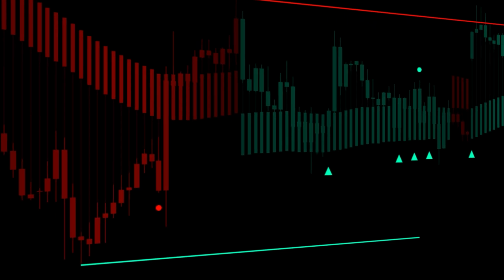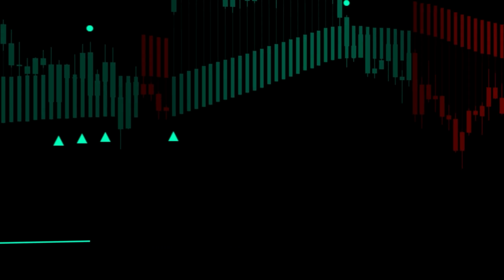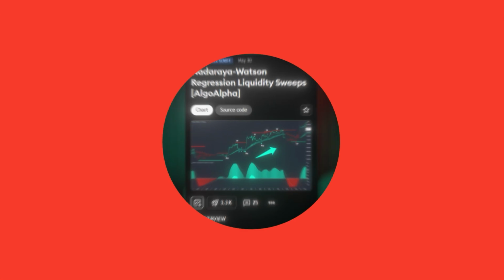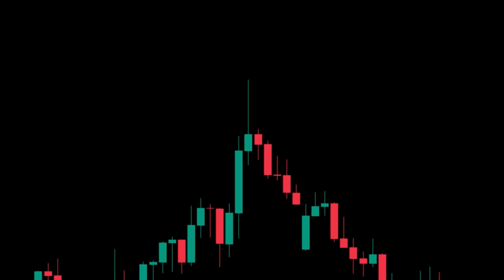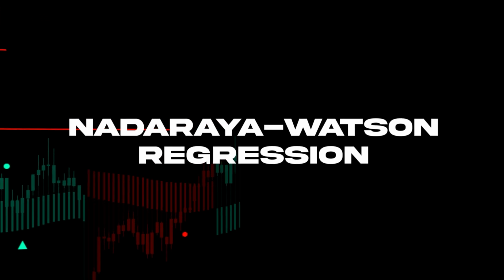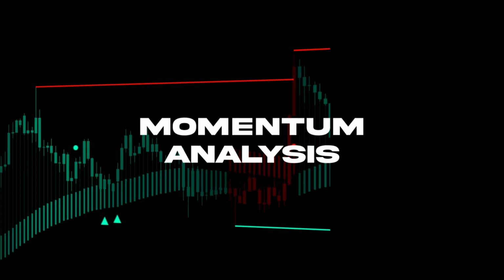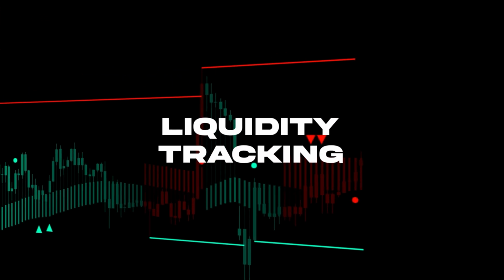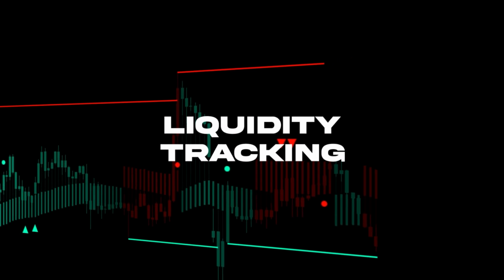This is one of the newest indicators we've released, and it's built around one of the most important concepts in trading, liquidity sweeps. But instead of simply drawing highs and lows on a chart, this indicator combines Nadaraya-Watson regression, momentum analysis, volatility context, and liquidity tracking into one complete workflow.